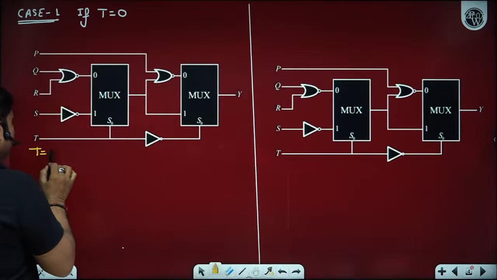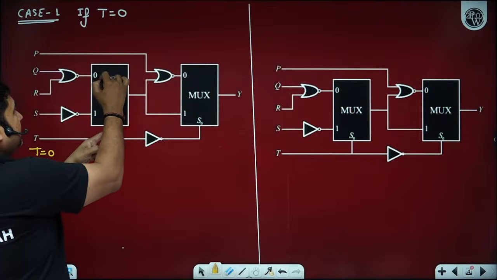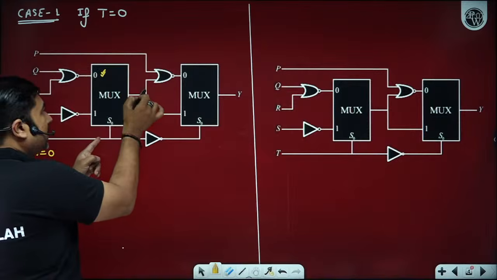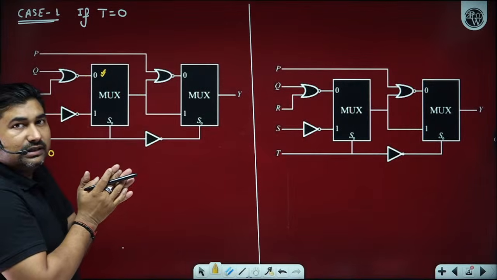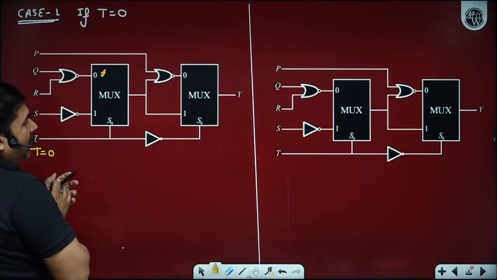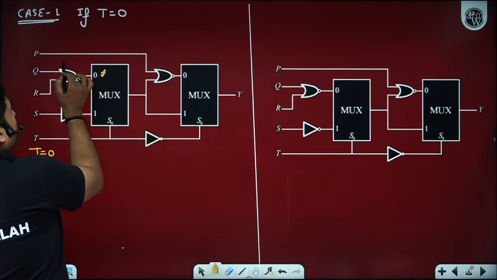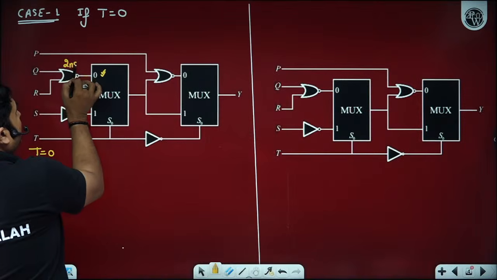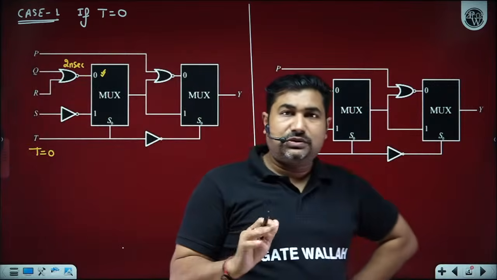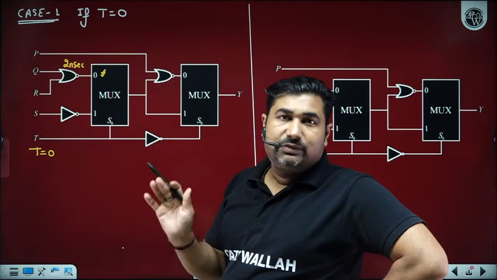If T is equal to 0, then it will select this I0 pin. And in order to have the input at the I0 pin transferred to the output, how much delay is required? This NOR gate delay is compulsorily required, that is 2 nanoseconds. So if T is equal to 0, then after 2 nanoseconds, the input to the I0 pin of the multiplexer will be valid and available.